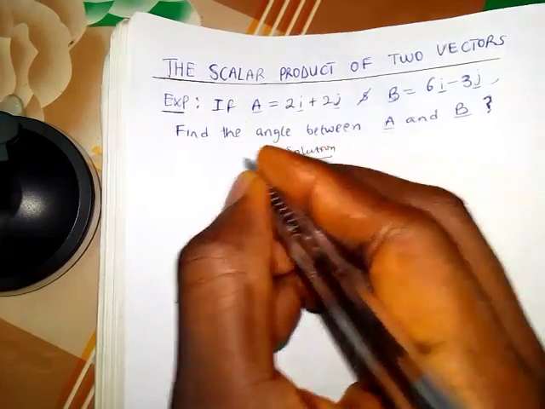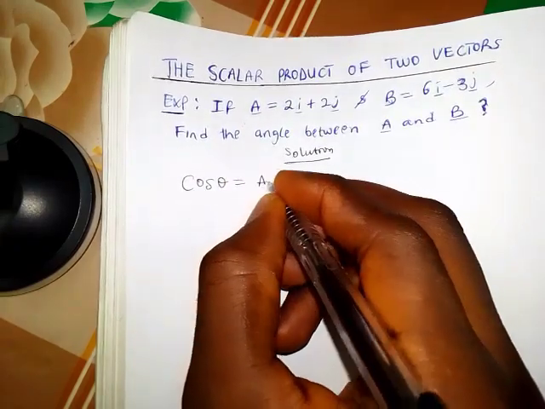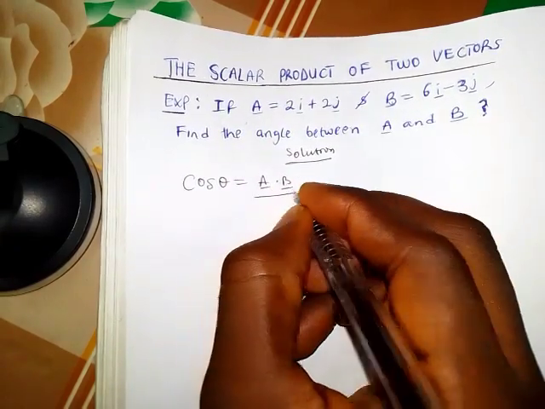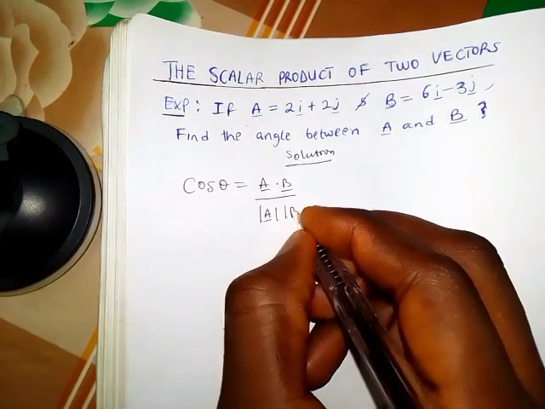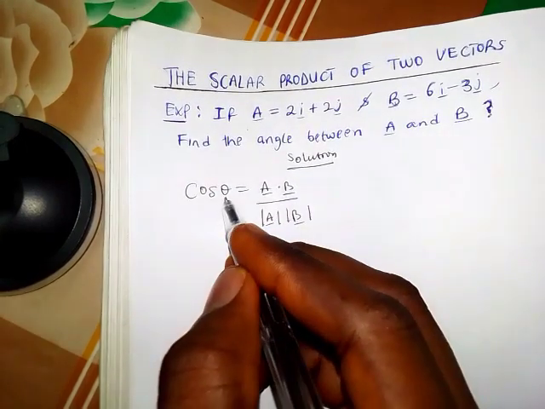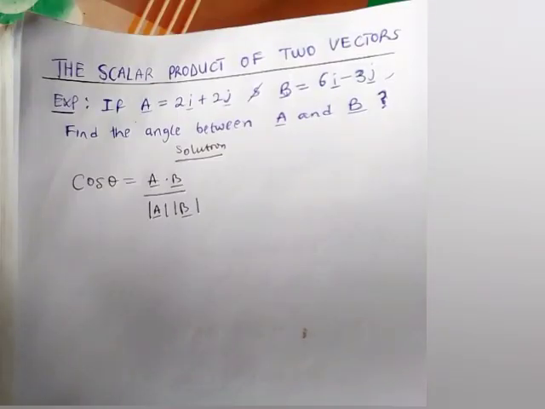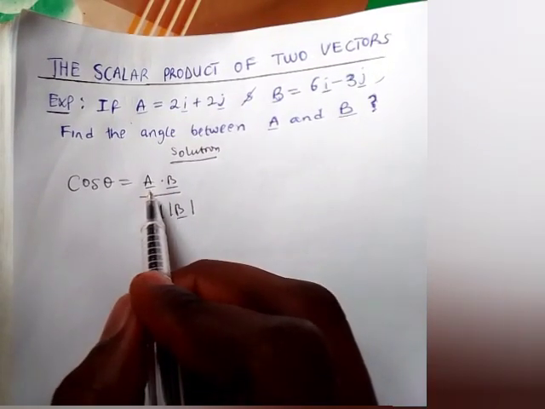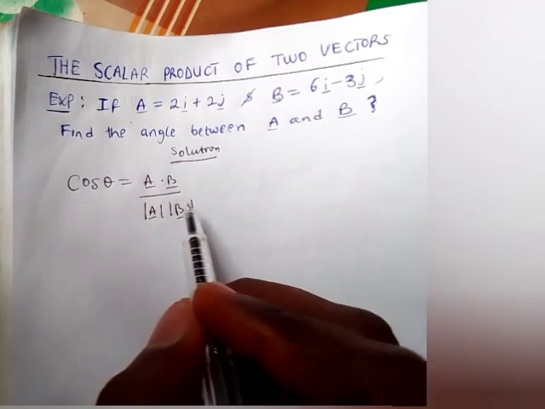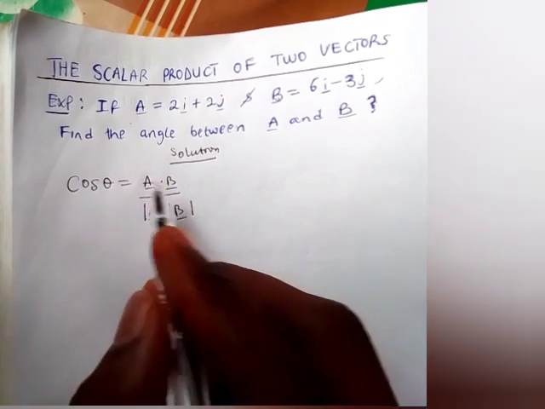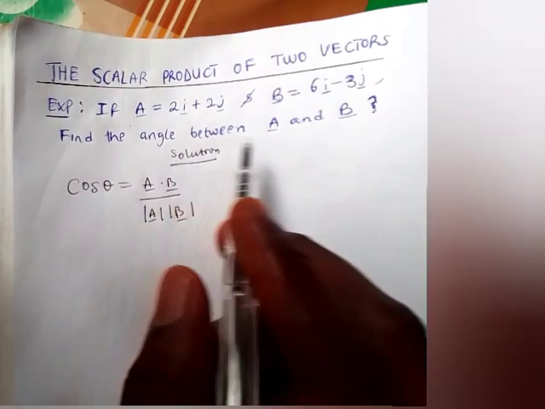Solution. So we have cos theta equals vector A dot vector B over magnitude of vector A times magnitude of vector B, where theta is the angle between A and B. What are the things that we need? We need to evaluate vector A dot vector B and then evaluate the magnitude of vector A and magnitude of vector B. Then we can plug into this expression to obtain our theta, the angle between A and B.